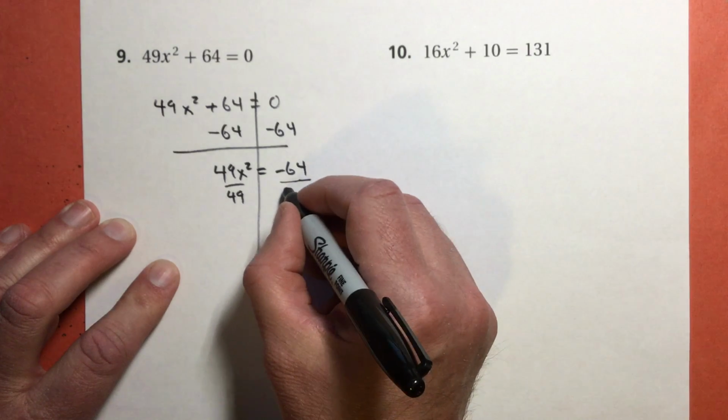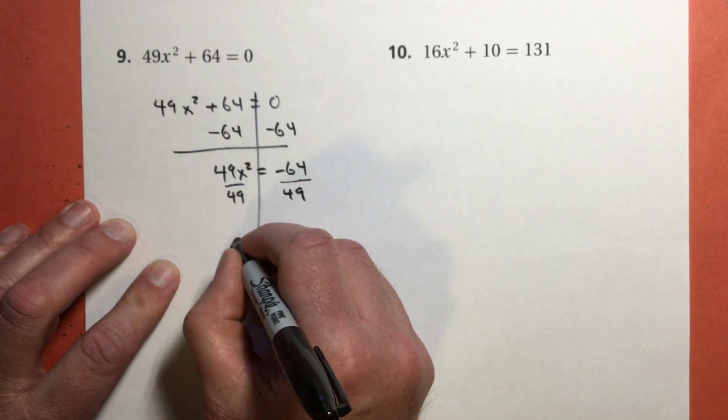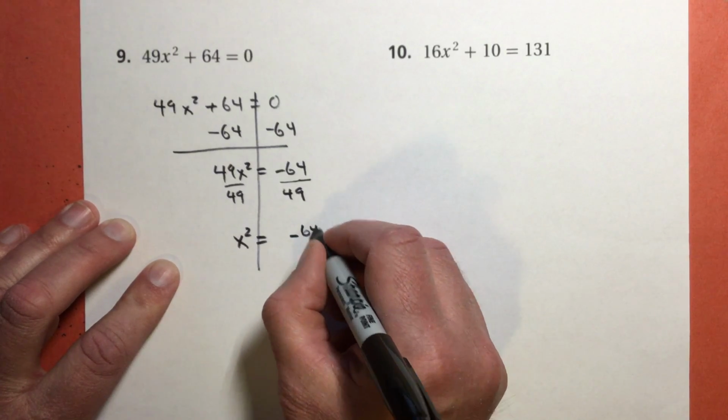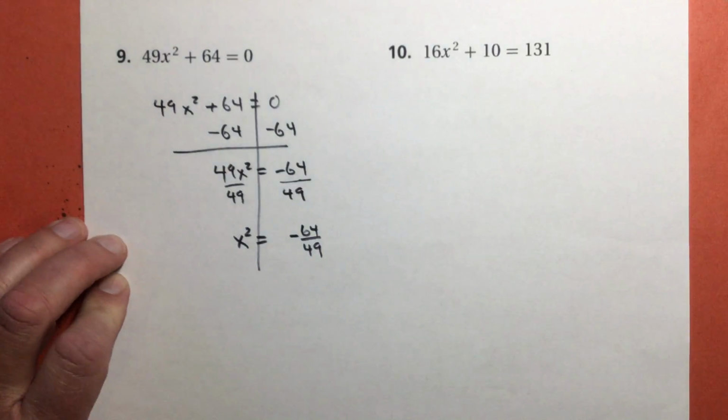The opposite of multiplying by 49 is divide by 49. And I get x to the second power equals negative 64 over 49.